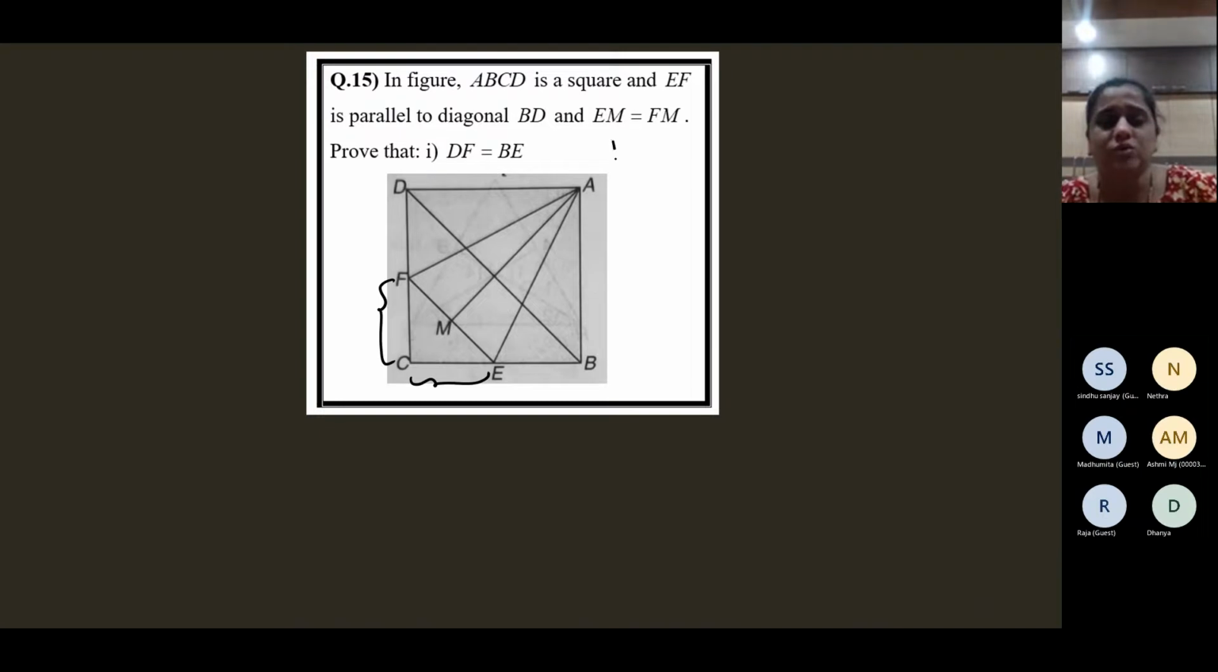So now we already know that DC is equal to BC. We have proved that CF is equal to CE. On subtracting these two, DC minus CF is DF, and BC minus CE is BE.